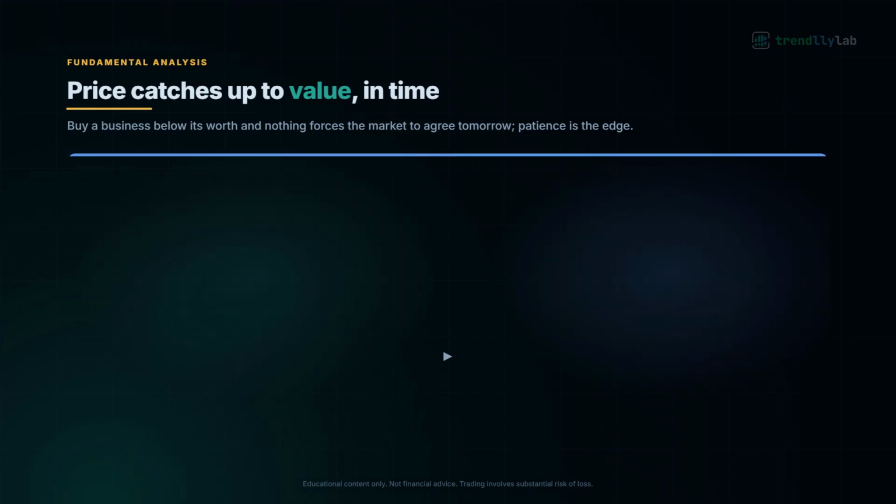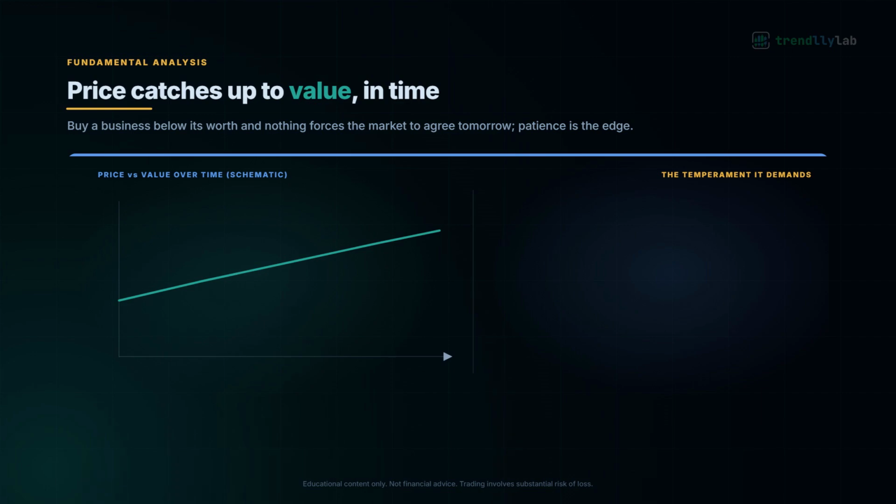So look at what that takes. Price against value over time on one side, and the temperament it demands on the other. Two halves. Set up the axis. Here is the value line, the intrinsic worth, climbing steadily. And here is price, swinging around it. Value ends up here. And at some point, price catches up to value.